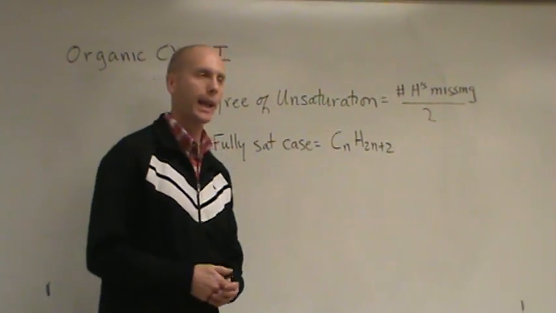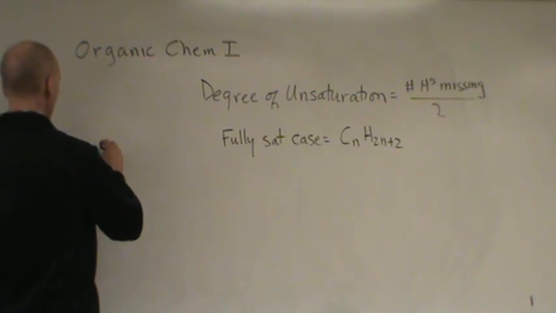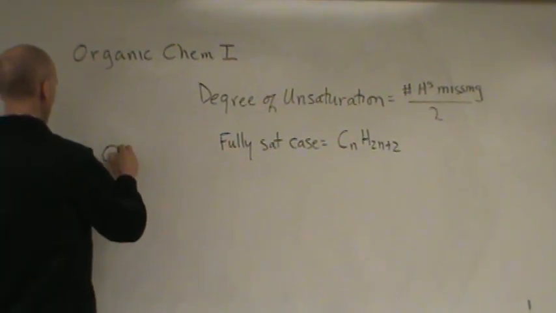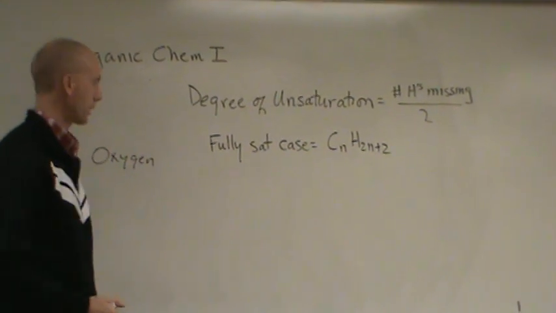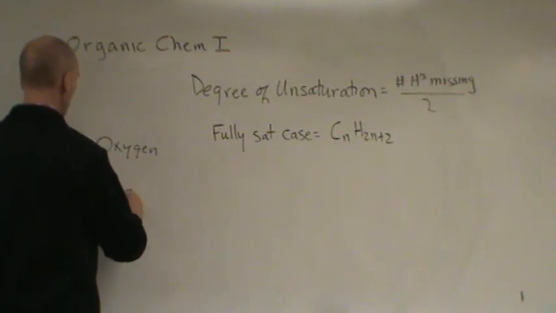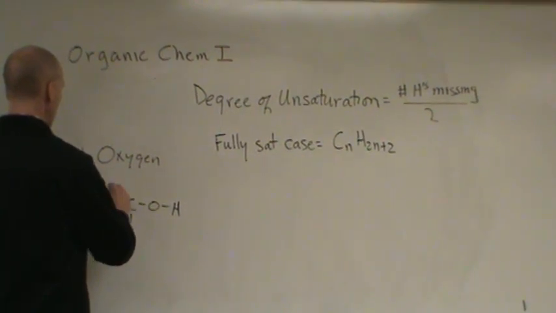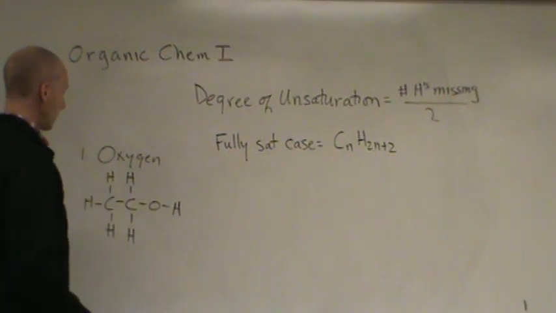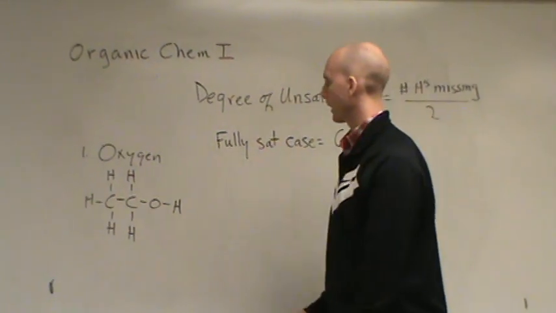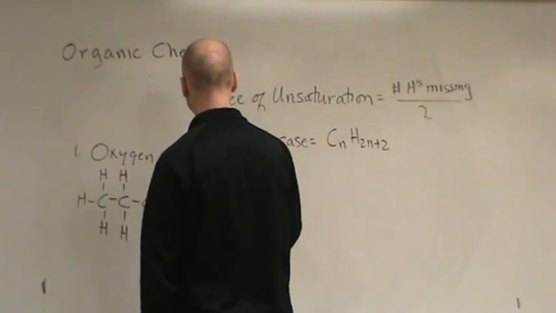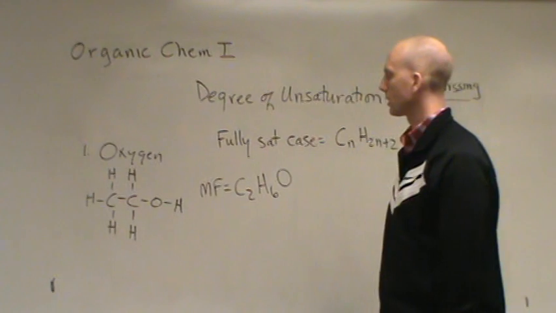Sometimes we can have other atoms in the molecule. So for example, let's suppose we had an oxygen atom in the molecule. Okay, but an oxygen atom, something like that, that has a molecular formula of C2H6O.